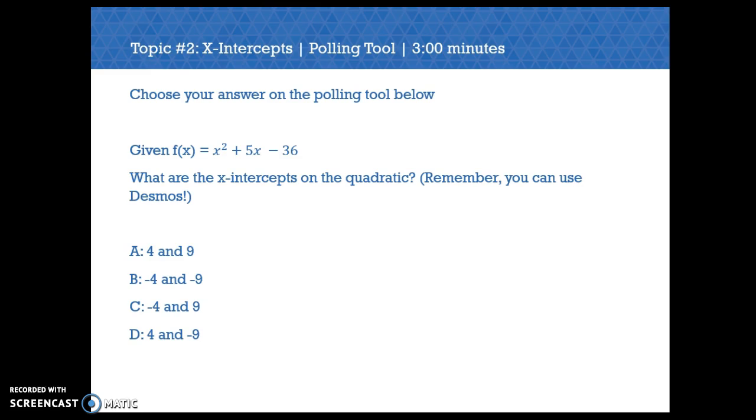Remember desmos.com. So go ahead and pause the video, work on the problem, whichever way you choose to do it, and then play the video again when you have your answer.